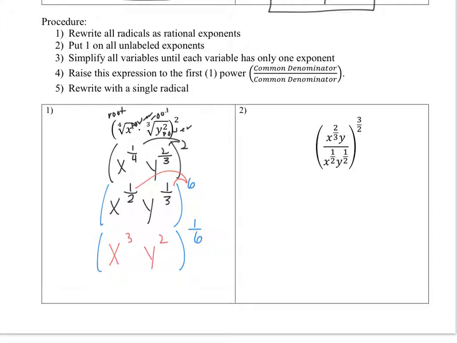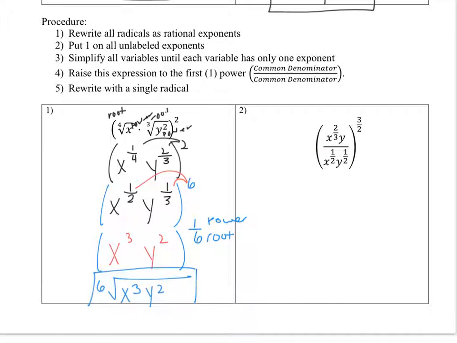So now we have our final answer. If the 6 is my root and this is my power, I have the 6th root of x to the 3rd, y squared. Okay? So let's be very clear about the rules. We always have to write it as x to some power, y to some power. We raise it to the common denominator and then 1 over the common denominator. Those are the steps.